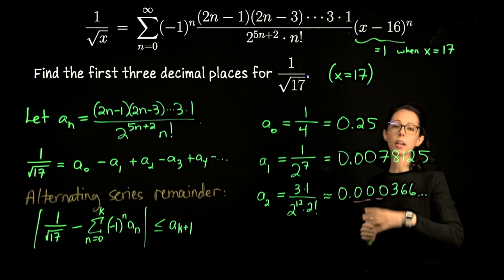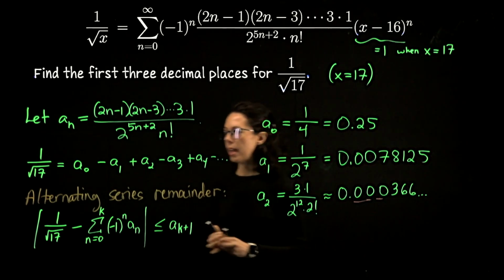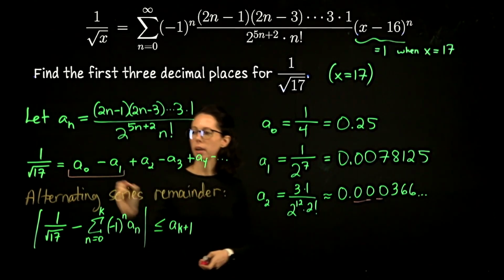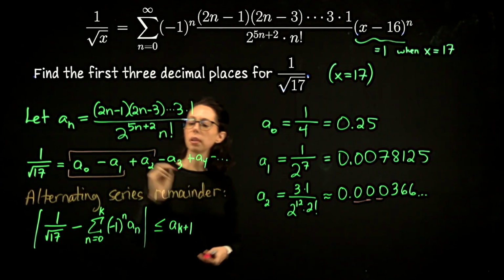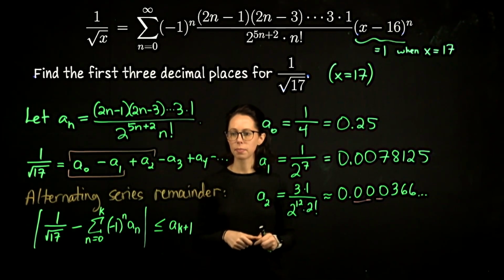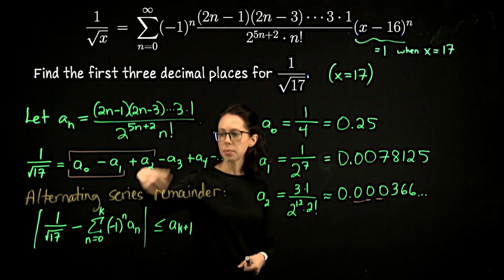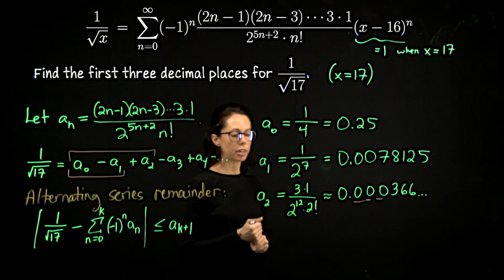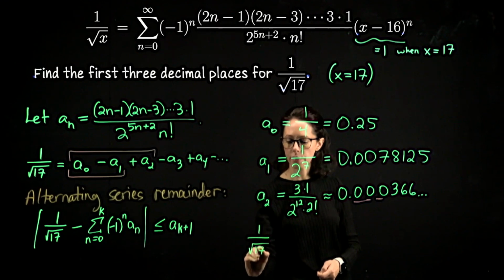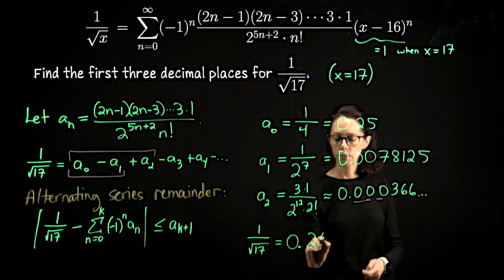At this point, I think we've got enough. And in fact, if you do a sub 0 minus a sub 1 and compare that number to a sub 0 minus a1 plus a2, they have the same leading 3 decimal places. A sub 3 is going to be sufficiently small. So that means that if I add up, say, the first 3 terms, my first 3 decimals are correct. So the first 3 decimals for 1 over the square root of 17 are 2, 4, 2.